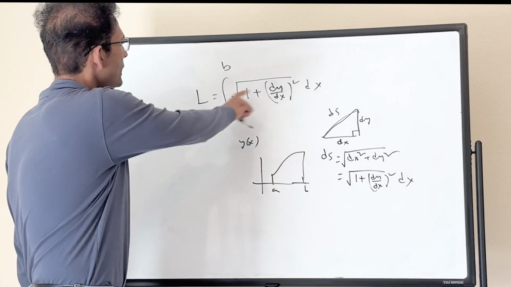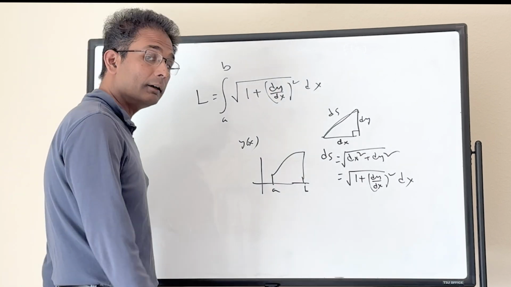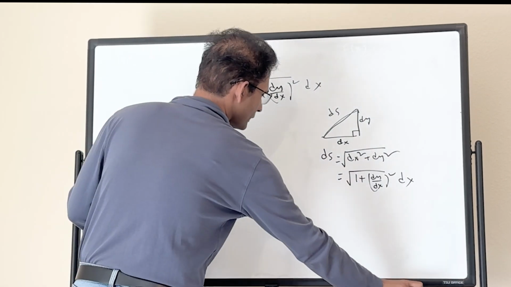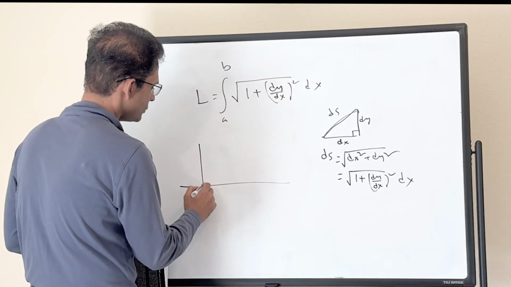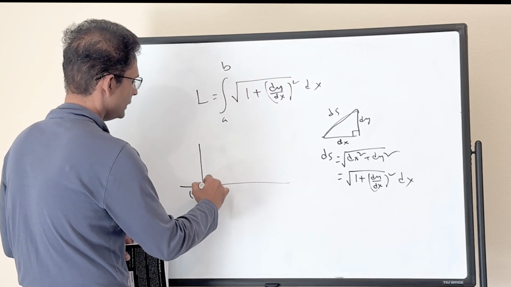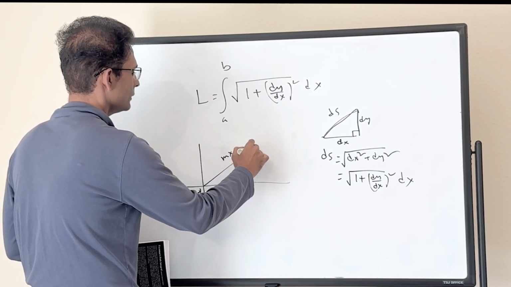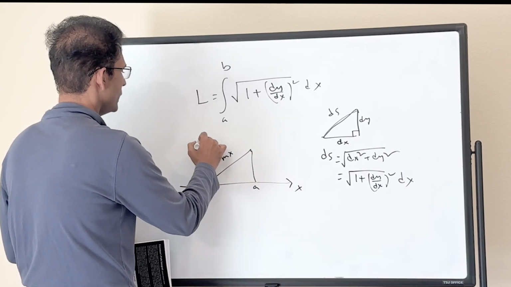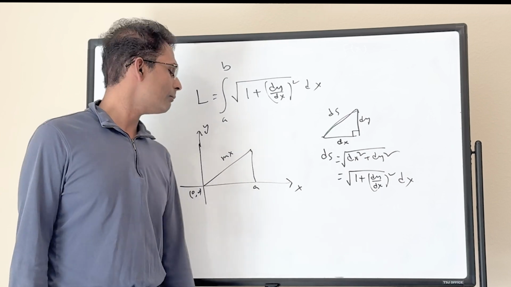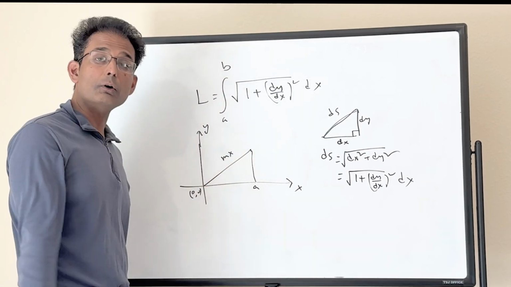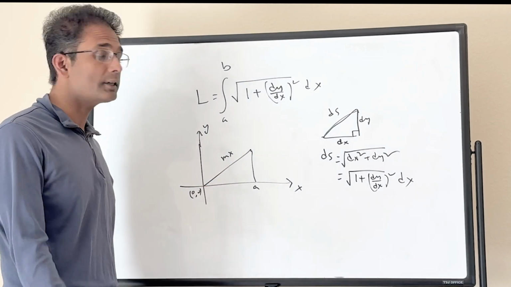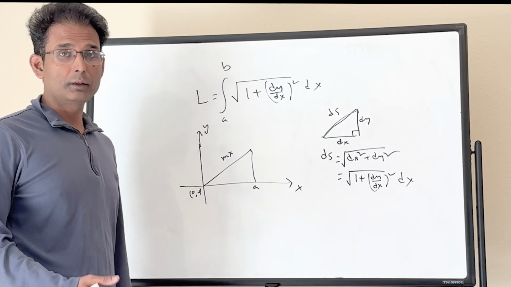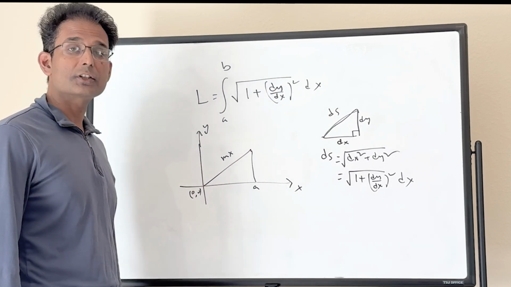Now let's calculate the length for a straight line first. Let's say the straight line passes through the origin (0, 0) and has a slope m, y equal to mx. It goes from here to a. This is x, this is y. To keep things simple, I let the straight line go through the origin. It will not affect any general conclusion that I draw based on this specific example.